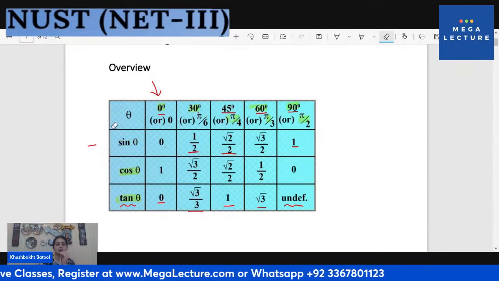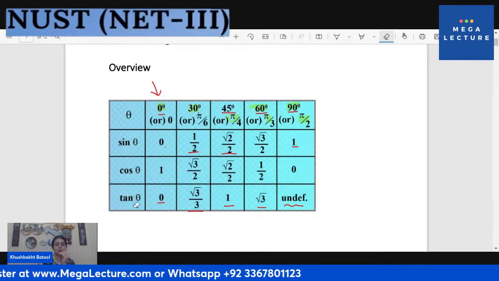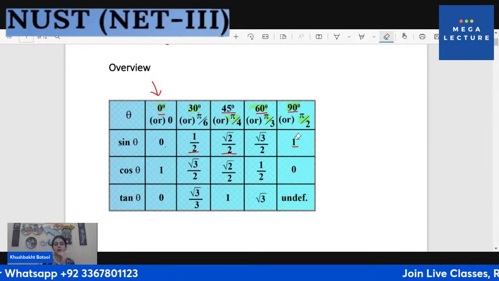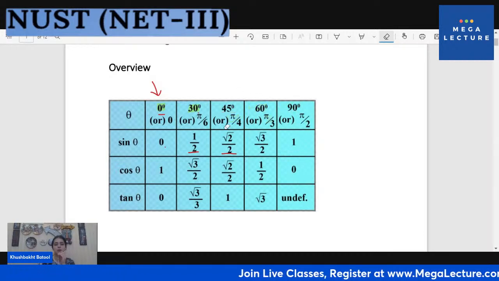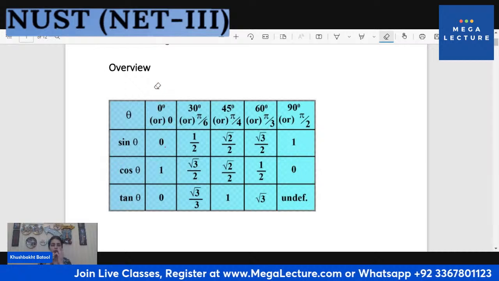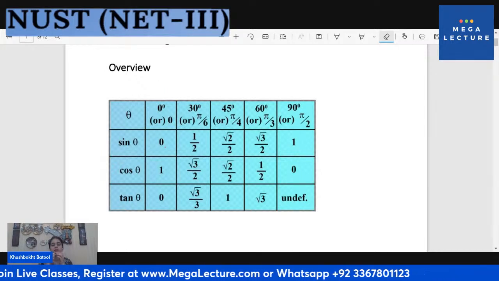So I'm just erasing everything because we'll be referring to this table again and again. And once you have all these values in your mind, then when you solve questions, you'll see you would be able to score a good number of marks. All right, let's talk about the next thing.